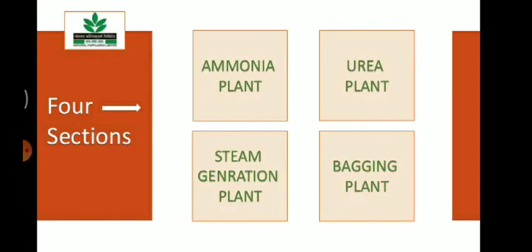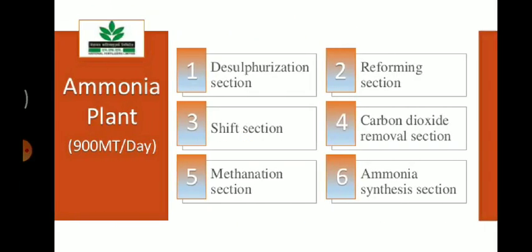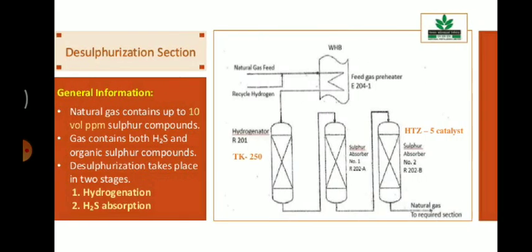In the ammonia plant, what are the main sections? First, the desulfurization section. Second is the reforming section, where reforming of the desulfurized gas occurs. Third is the shift section. Fourth is the carbon dioxide removal section. Fifth is the methanation section, and sixth is the ammonia synthesis section.